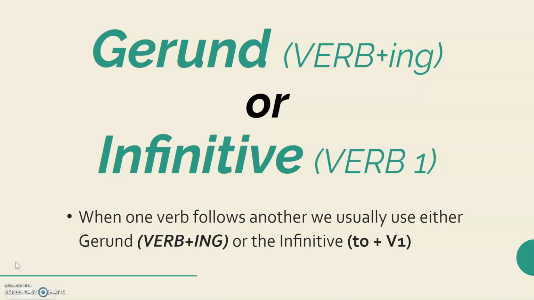And in this video, we're looking at when we have two verbs together. So when one verb follows another, we usually use either the gerund or the infinitive. Okay, so the second verb, the following verb, is usually a gerund or an infinitive. And when it's an infinitive, we use to and verb 1. So it's either going, the gerund, or to go. Okay?